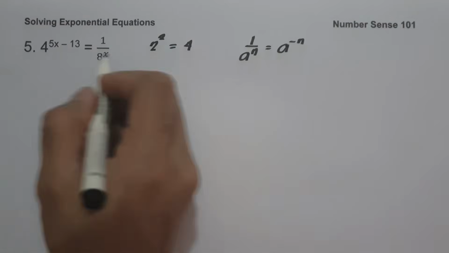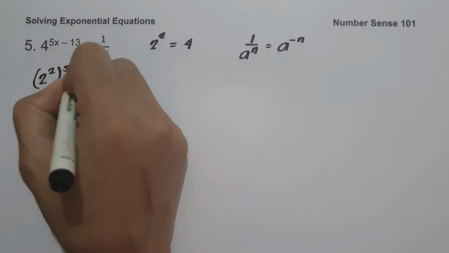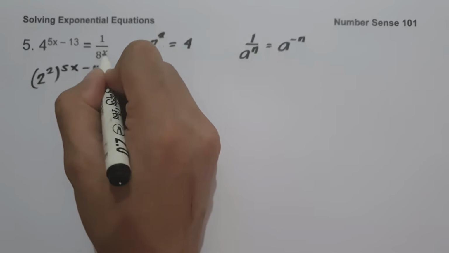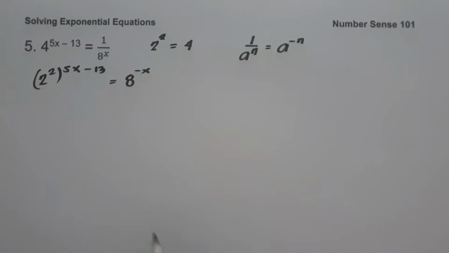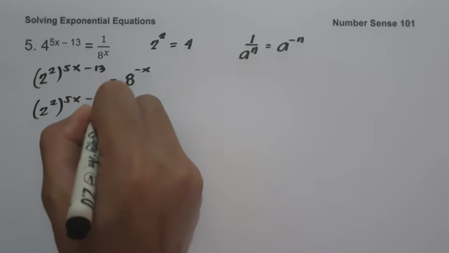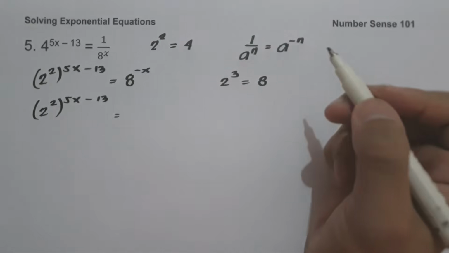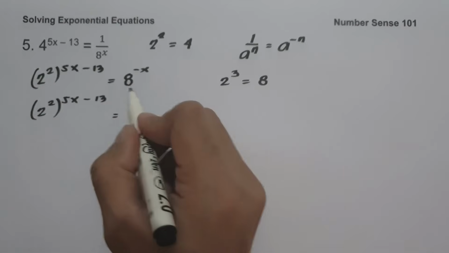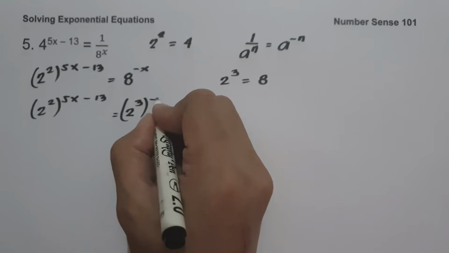So let us have 4, and that is 2 raised to 2, raised to 5x minus 13, and let us express 1 over 8 raised to x as 8 raised to negative x. So let us have 2 raised to 2 raised to 5x minus 13, and we all know that 2 raised to 3 is equal to 8. If you are going to multiply 2 three times to itself, it will give us 8. So let us have 8, and that is 2 raised to 3 raised to negative x.